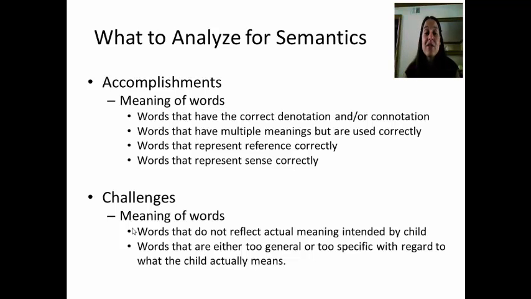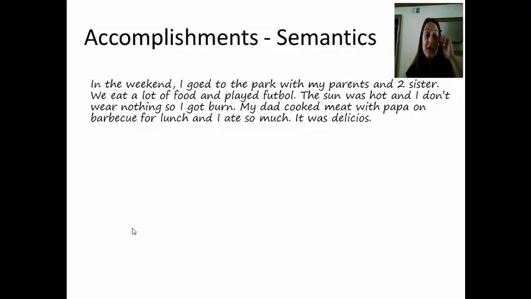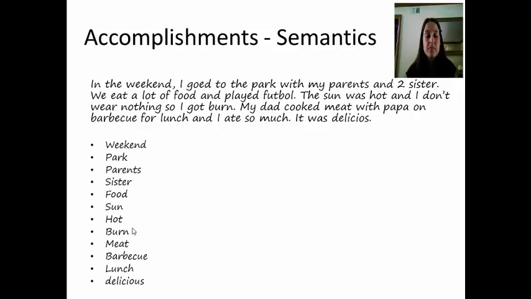For example, words that are either too general or too specific with regards to what the child actually means. So let's go through an example. Again, here's our writing sample. Here are all the accomplishments, and notice how many there are in semantics, right? Weekend, park, parents, sister, food, sun, hot, burn, meat, barbecue, lunch, and delicious. All of these have been chosen because they reflect the actual intended meaning of the child. So the child chose an appropriate word to describe their meaning for each of these cases.